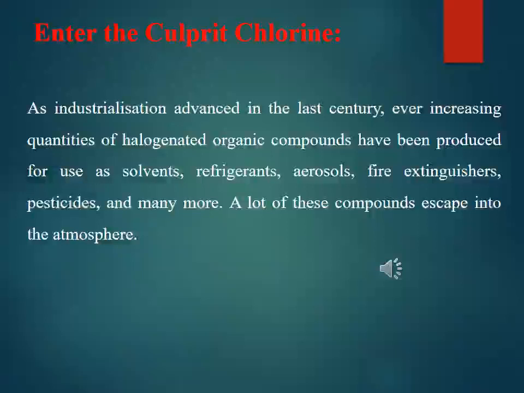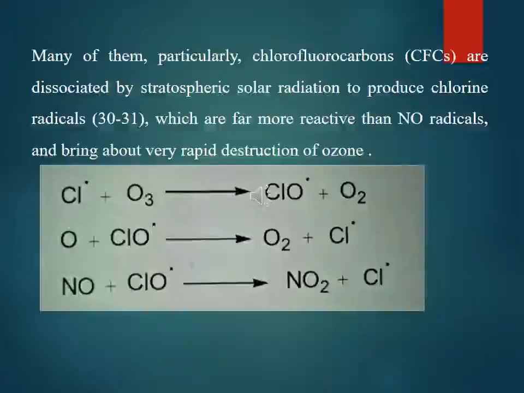As industrialization advanced in the last century, ever-increasing quantities of halogenated organic compounds have been produced for use as solvents, refrigerants, aerosols, fire extinguishers, pesticides, and many more. A lot of these compounds escape into the atmosphere, destroy the ozone, and become the cause of ozone depletion.